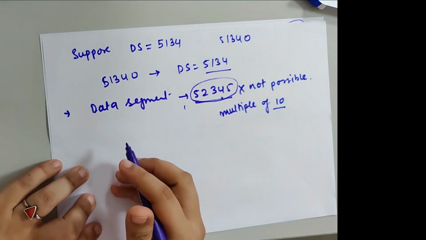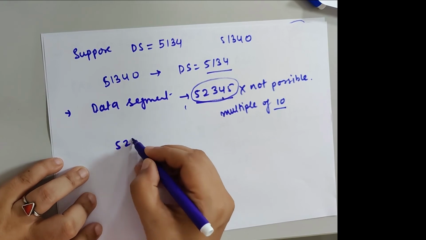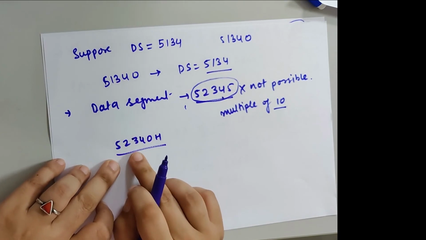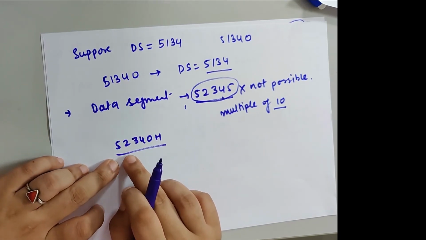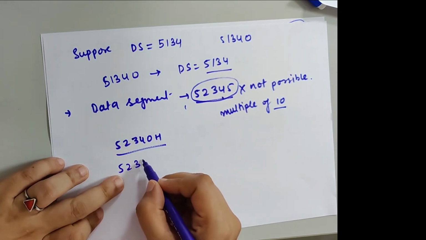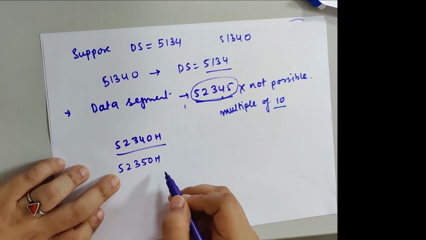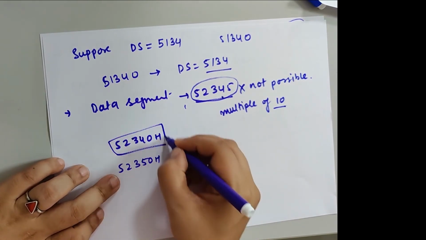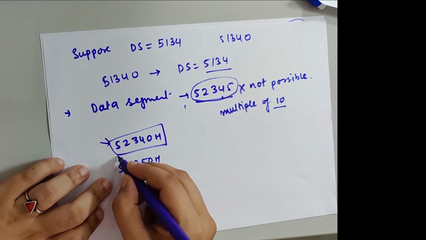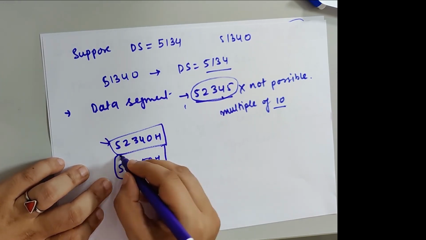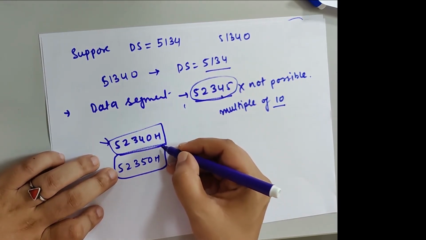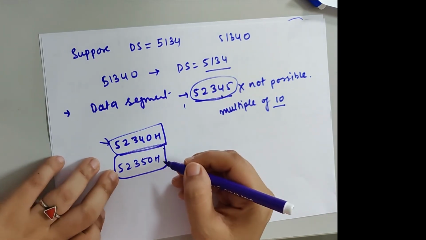Okay, so suppose my segment begins at location 52340H. Then what is the location at which I can begin my next segment? The next segment can begin at location 52350H. So this is the starting address of the first segment, and the next segment can begin after 10H bytes only. We cannot begin the other segment at a location which is not a multiple of 10.